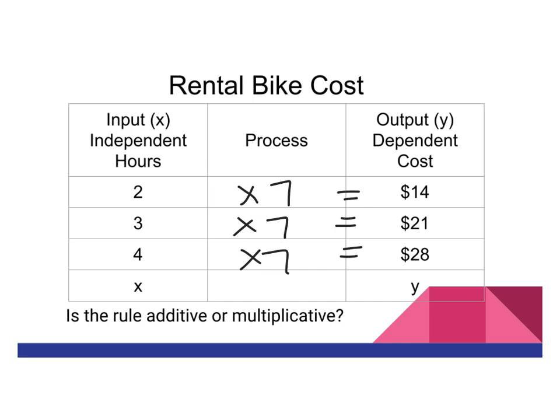So in order for me to write a generic equation, I'm going to go ahead and put y is equal to 7x. I'm going to put 7x because when you have a number next to a variable, that means multiplication. So this means 7 times x, so y equals 7 times x. So in this case, because it's multiplying, the rule is to multiply, then my answer is going to be multiplicative.